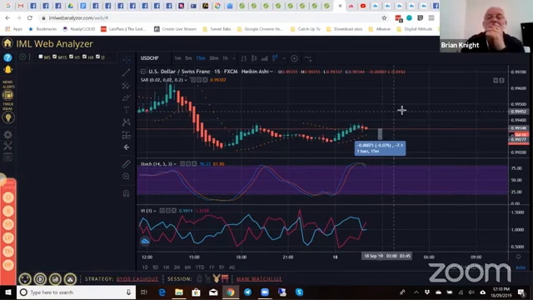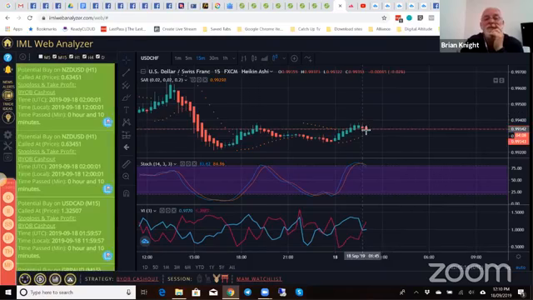It depends. Even when you wait for the SAR, the candle's got to push down to touch the SAR to flip it to the other side, or to the top, should I say, for a down, for a sell.